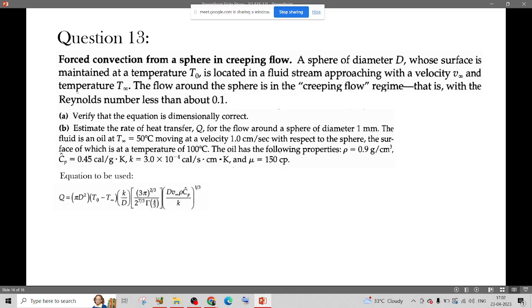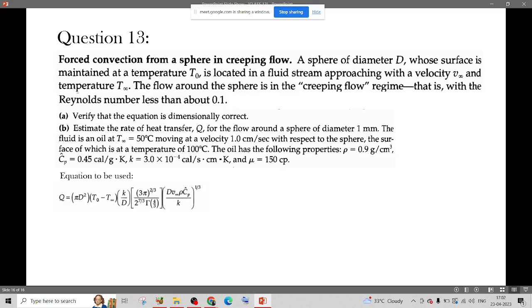Okay, so the flow around the sphere is in the creeping flow regime, that is with the Reynolds number less than 0.1. Verify the equation is dimensionally correct. The second part is, estimate the rate of heat transfer Q for the flow around a sphere of diameter 1 mm.